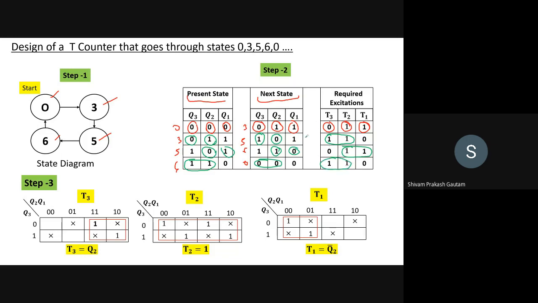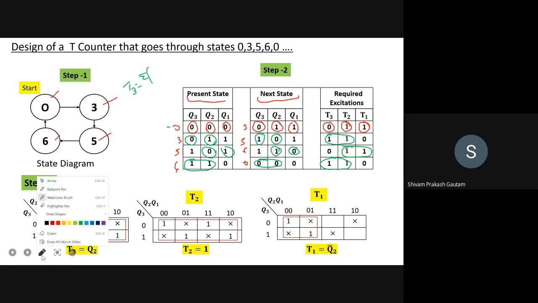Once you have made this excitation table, this is fairly easy. So now you have to make the K-map and find the reduced expression for T3, T2, T1. T3 is represented as MSB, T1 as LSB, and min terms you can find from here, right? So for T3, if I want to write min terms, just check where our T3 is 1.